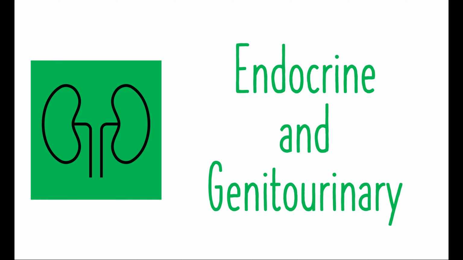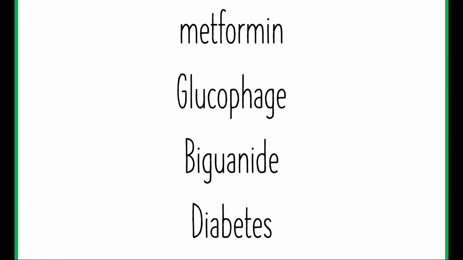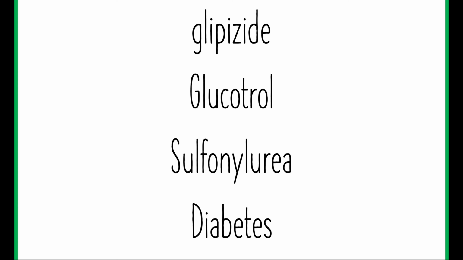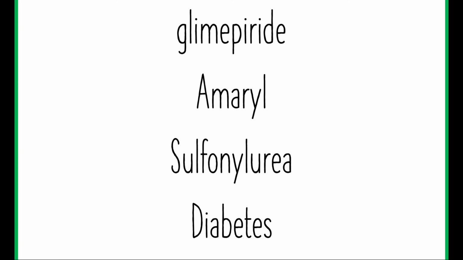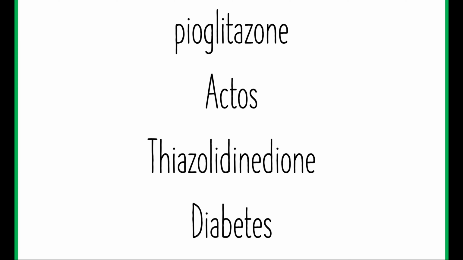Endocrine and genitourinary drugs. Metformin or Glucophage is a biguanide for diabetes. Glipizide or Glucotrol is a sulfonylurea for diabetes. Glimepiride or Amaryl is a sulfonylurea for diabetes. Pioglitazone or Actos is a thiazolidinedione for diabetes.